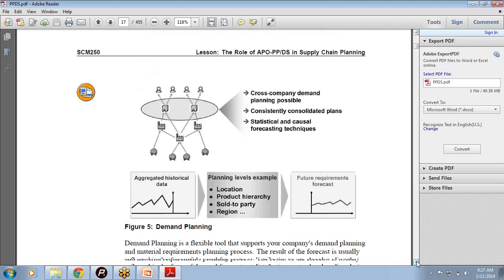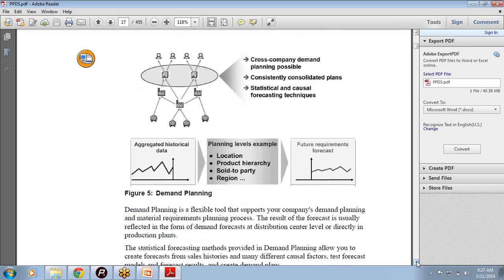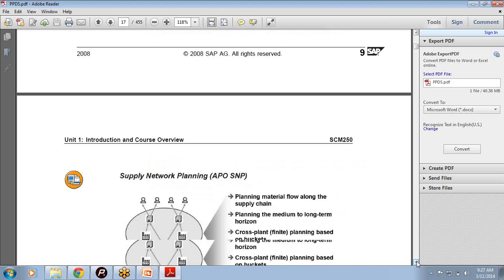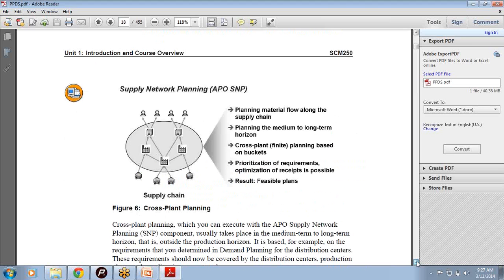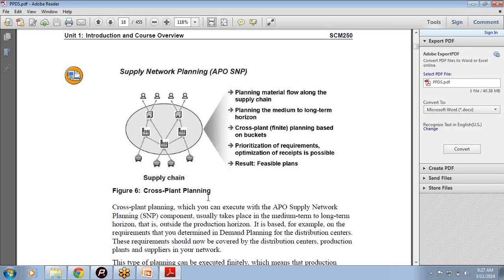So we briefly talked about the demand planning also. When I was talking about supply chain, this is typically my example of a supply chain. As you can see at the bottom, we have got vendors. These are factories. These are distribution centers, and these are customers.